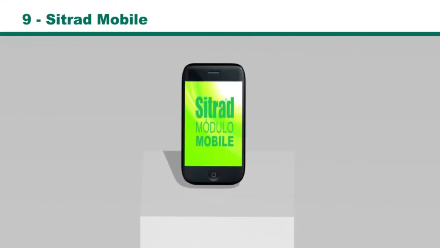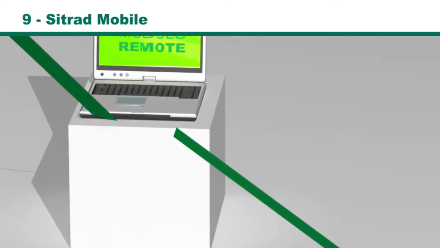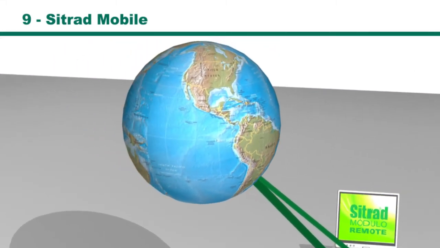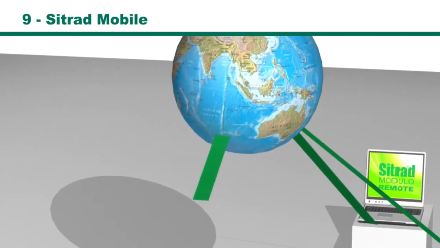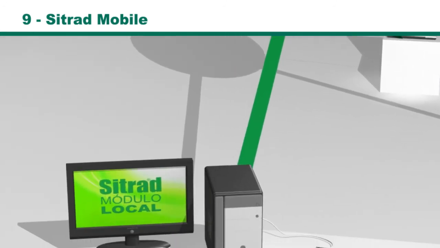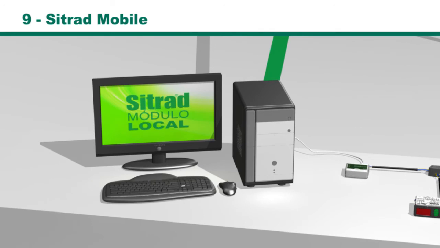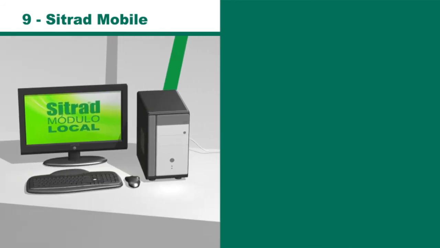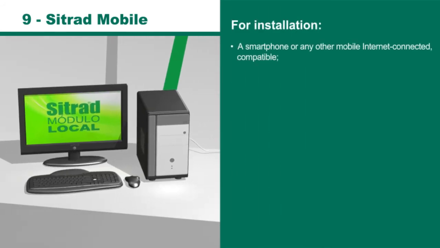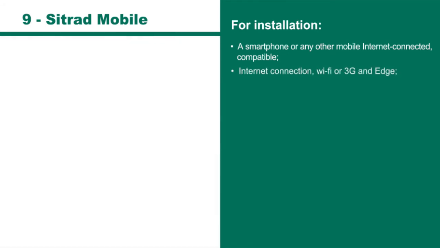Sitrad Mobile. Sitrad Mobile is a module installed on smartphones or other common mobile phones, which enables the remote managing of Sitrad Local information, with the facilities of a smartphone providing mobility to access at any time, especially when the alarms are configured to notify you. For installation, we'll need a smartphone or any other mobile internet connected compatible with Sitrad Mobile. Internet connection, Wi-Fi or 3G and Edge.